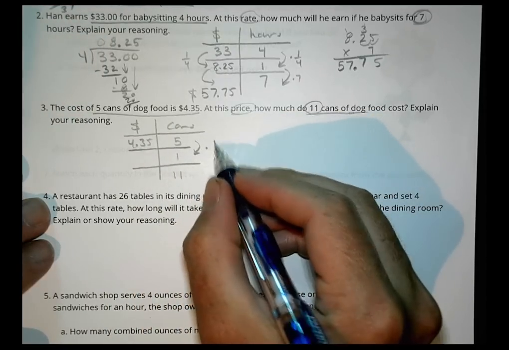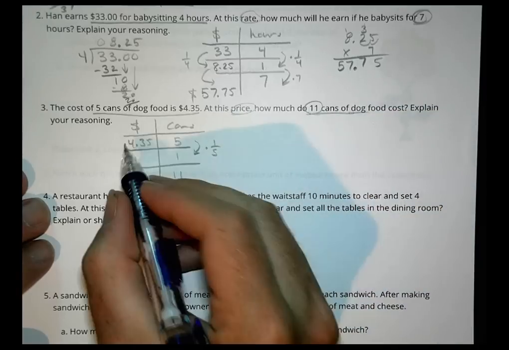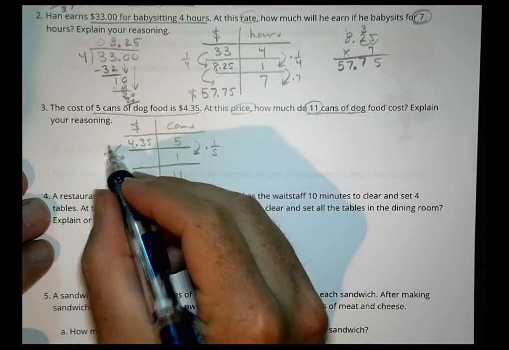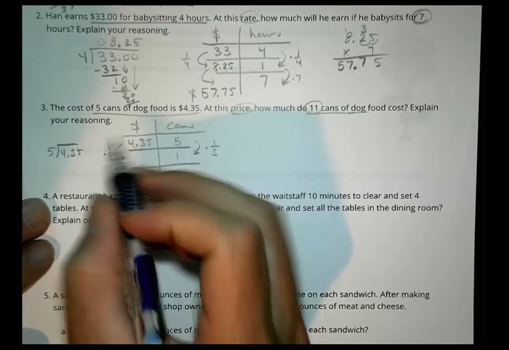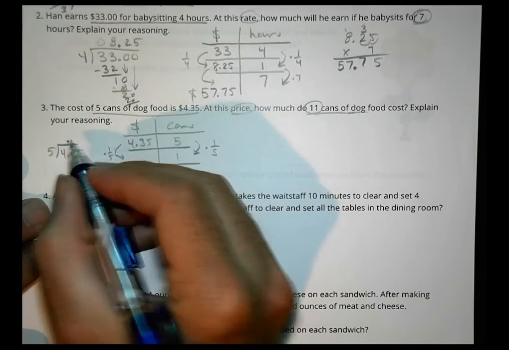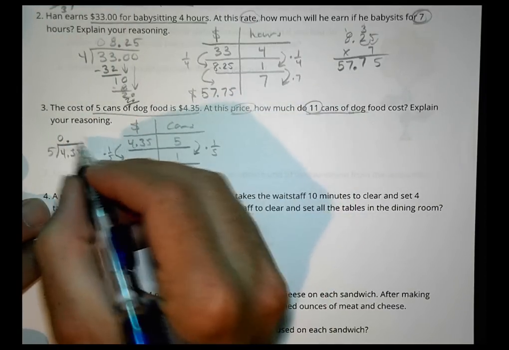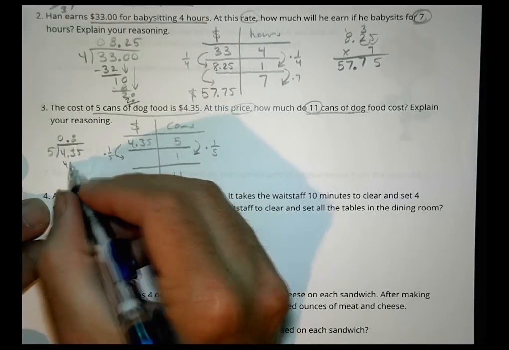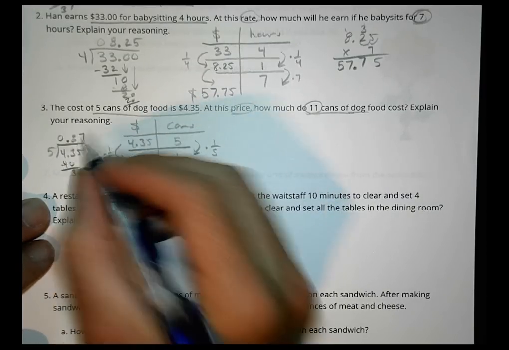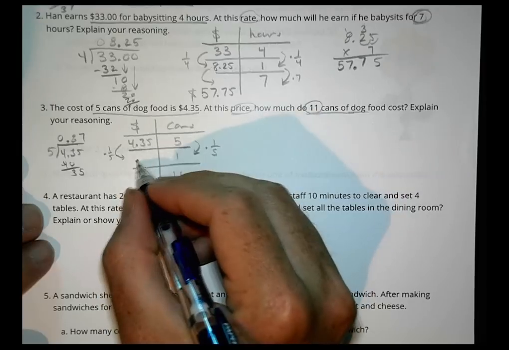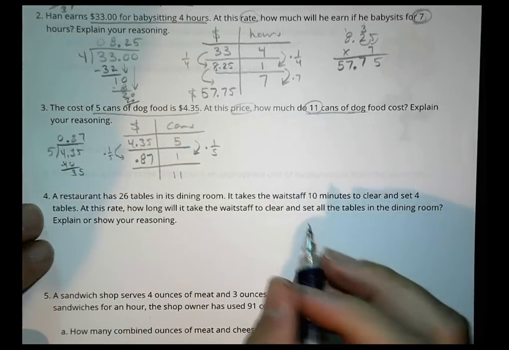So we're going to multiply by what? The reciprocal, 1 over 5. 5 goes into $4.35. Put a decimal there. It goes into 4 0 times. Goes into 43 8 times. That's 40. We subtract and get 3. Bring down the 5, and it goes into 35 7 times. So 87 cents for 1 can.